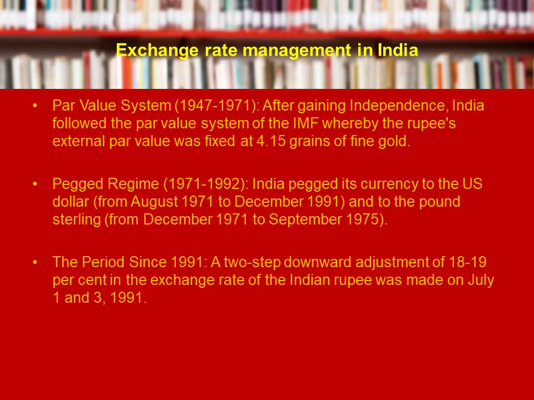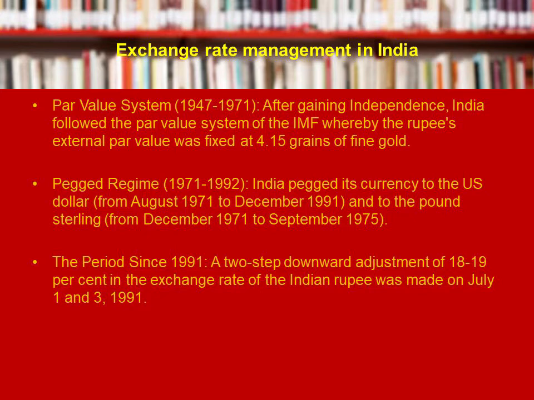Par value system, 1947 to 1971. After gaining independence, India followed the par value system of the IMF, whereby the rupee's external par value was fixed at 4.15 grains of fine gold.